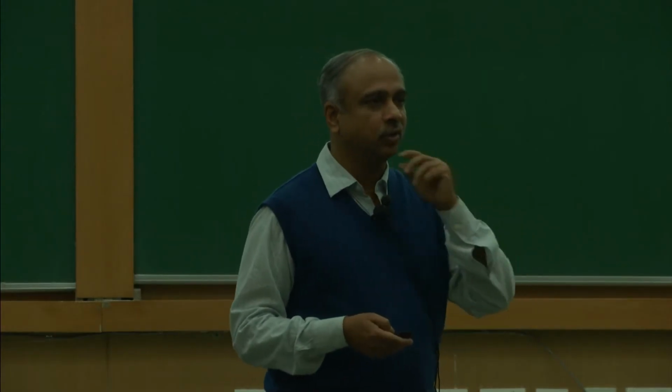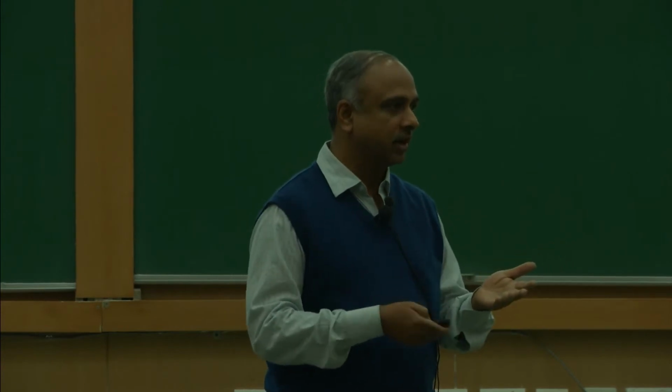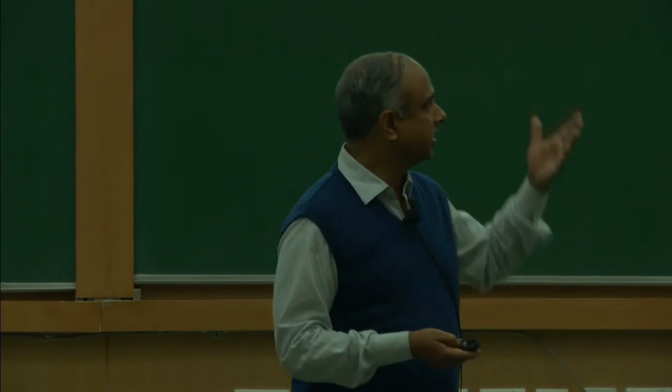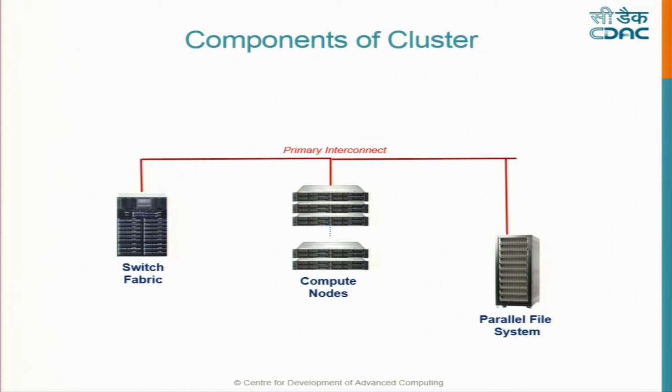Otherwise, if you open a file, it gets locked. Another program cannot open it. But here, you have a special file system, and I'll give some details about it later, which allows multiple codes, multiple programs to access parts of the file. Now the programmer has to decide how he is going to do it. So that is a parallel file system.